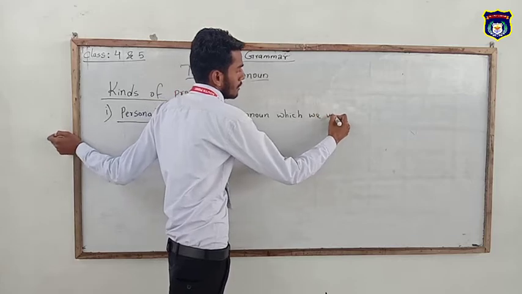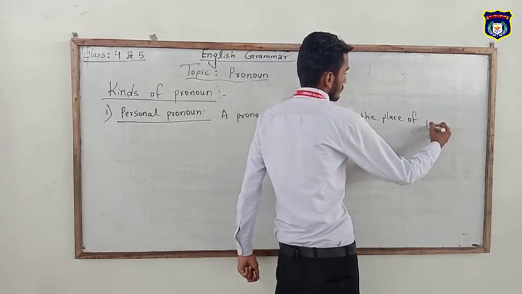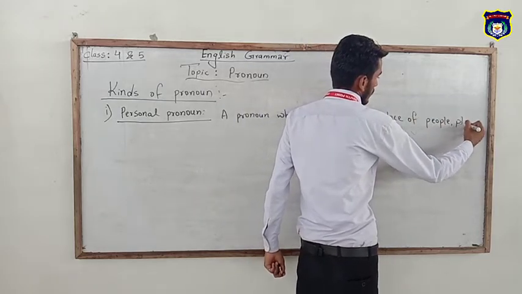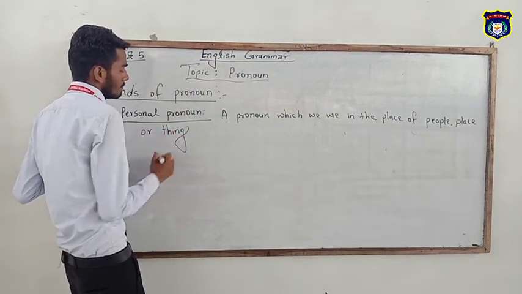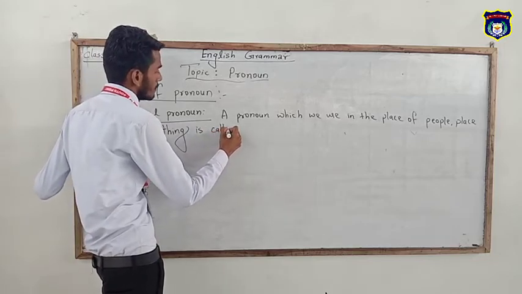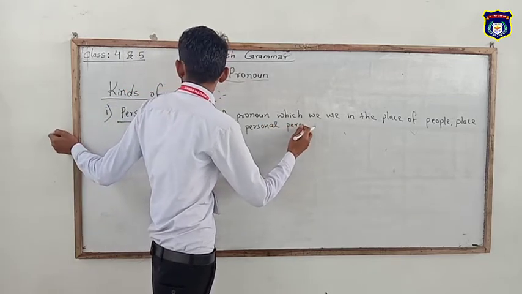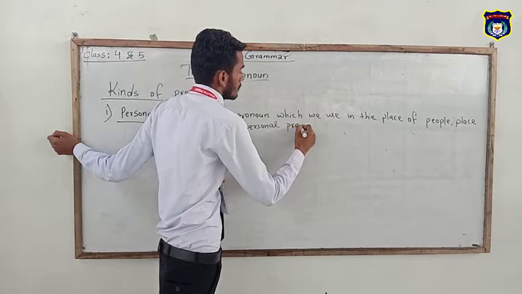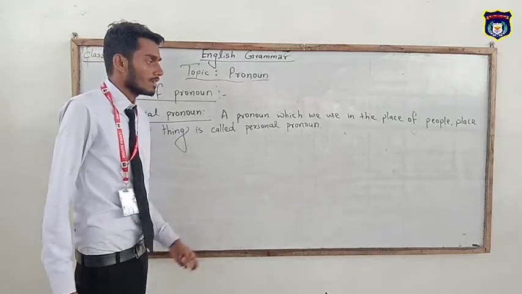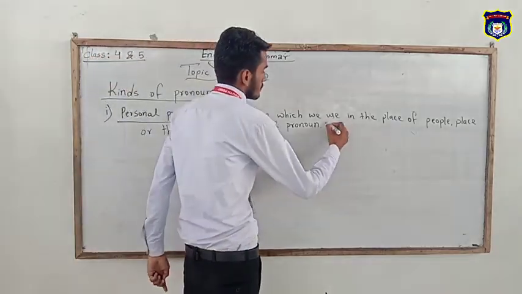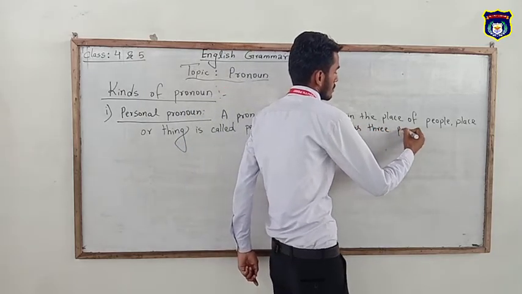Which we use in the place of people, place, or thing is called personal pronoun. And this personal pronoun is divided into 3 groups, that is first person, second person, and third person.